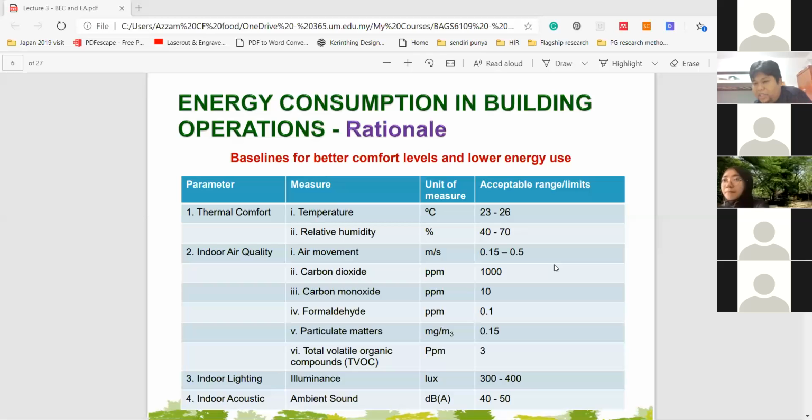Formaldehyde, particulate matter, more particulate matter in the air becomes dusty, not good enough. And then volatile organic compound, the smell that you get from new carpets, the smell that you get from new furniture and new cars, whatnot. This is what we call volatile organic compound. Some of these VOCs are poisonous. Some of the VOCs are not poisonous.